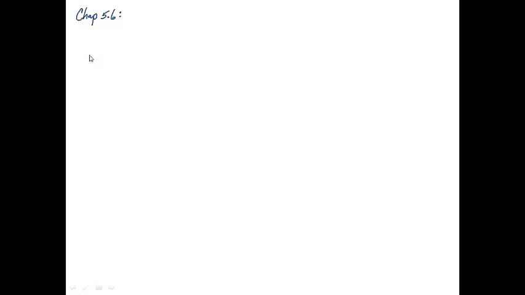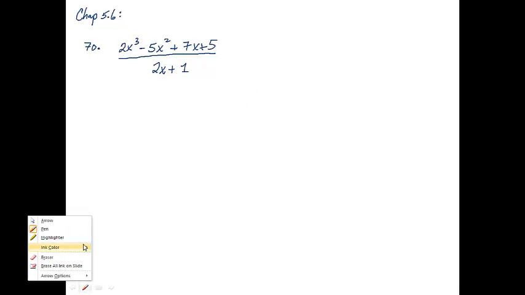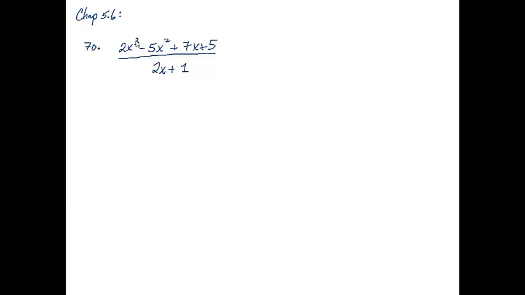We're going to look at two problems. We're going to start by looking at number 70. It says 2x to the third power minus 5x squared plus 7x plus 5 divided by 2x plus 1. Alright, the first thing we need to do is make sure that everything is in descending order. 3, 2, 1, 0. So everything's in descending order, so that checks. Also we don't have any missing terms, so we're good there.